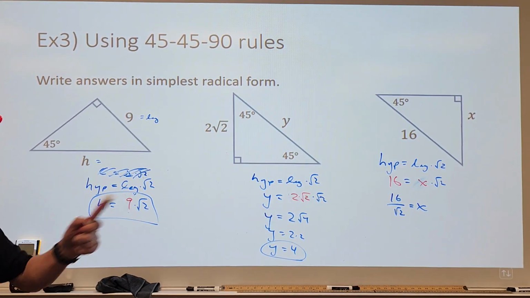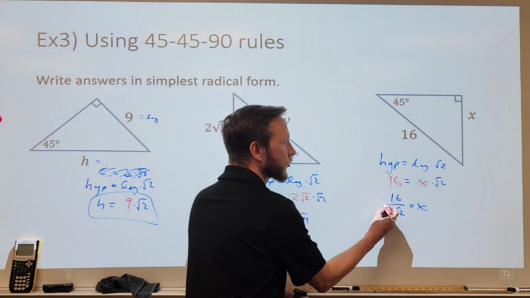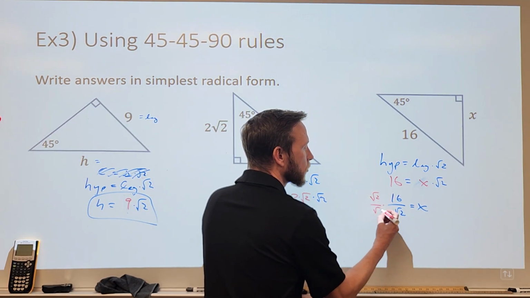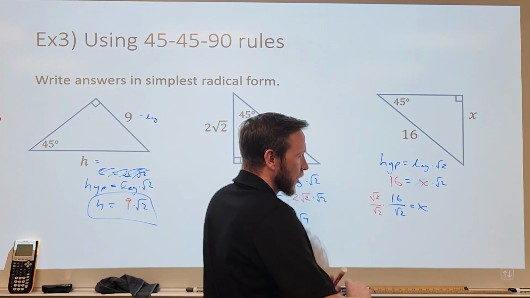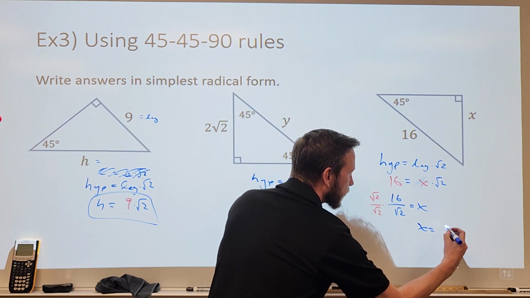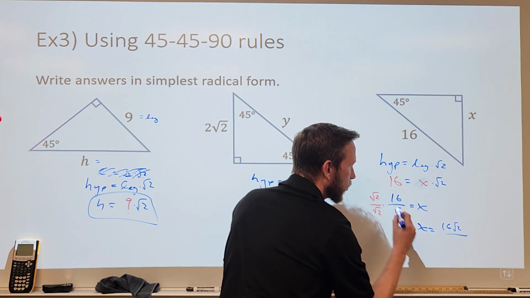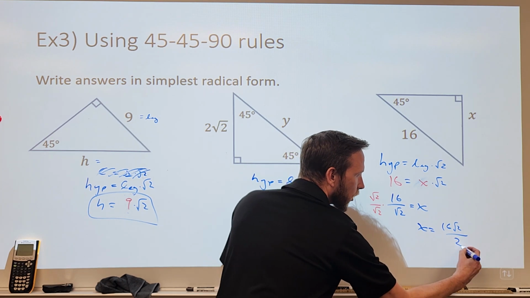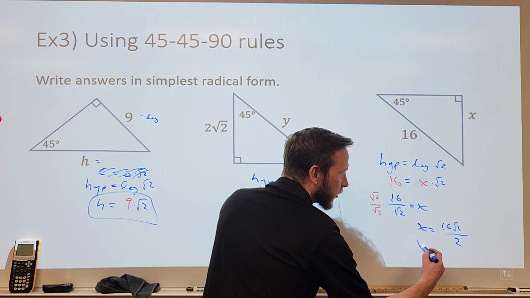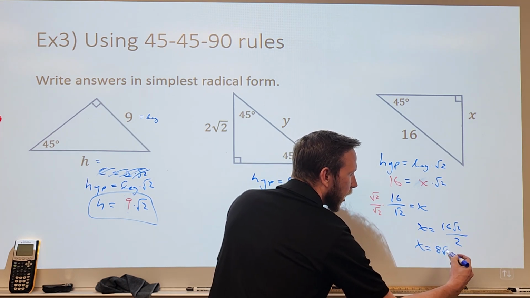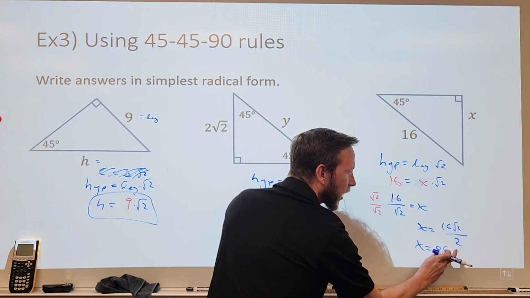But that is not in simplest radical form. So I have to rationalize our denominator, multiplying by the square root of 2 over the square root of 2. And that is going to give us x is equal to 16 times the square root of 2 when I multiply the numerator, over the square root of 4, which means that x is equal to 8 times the square root of 2.